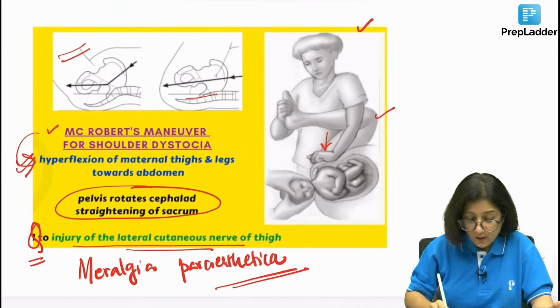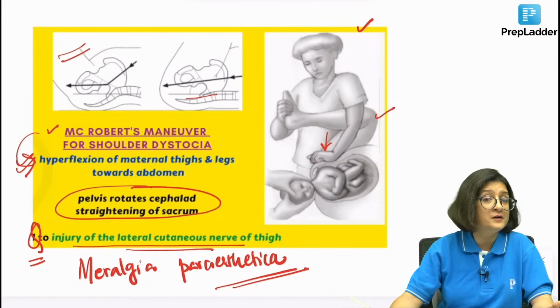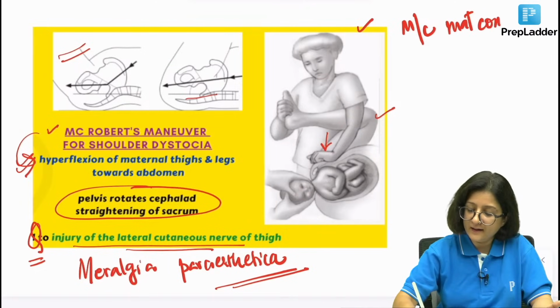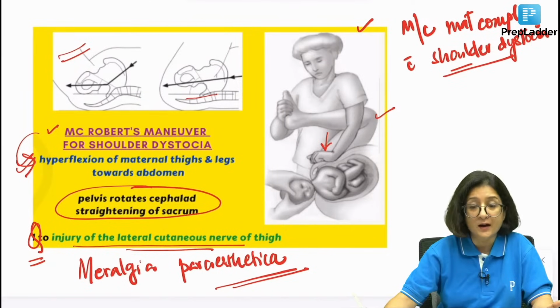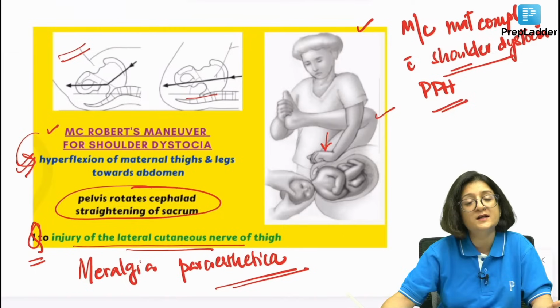Okay. Now, also please tell me, this is not the most common maternal complication, however, with shoulder dystocia. What is the most common maternal complication with shoulder dystocia? Tell me, what is the most common maternal complication with shoulder dystocia? It is very good, PPH, Rajdeep, very good, PPH. It is postpartum hemorrhage. Okay.